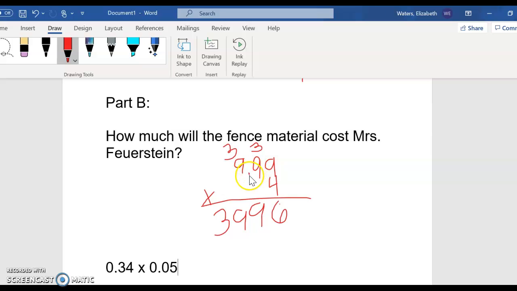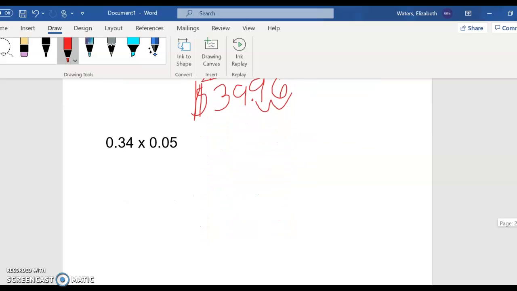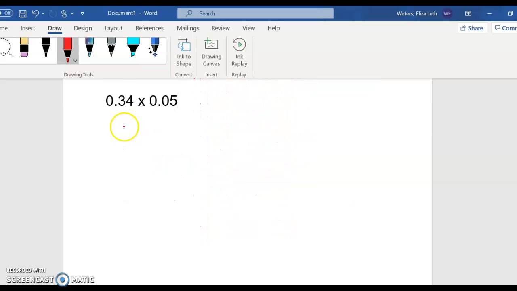You have to determine where your decimal is going to go. Remember, the rule is go back up to your problem, count your numbers behind the decimal. This one has 1, 2. This one has none. So that's a total of 2. So we need 2 numbers behind the decimal. And so our answer is $39.99. That's how much Miss Feuerstein will spend. Okay, let's keep going. We got one more.